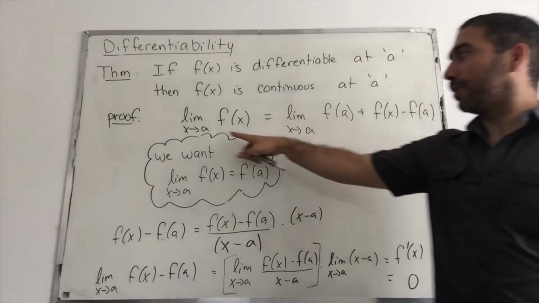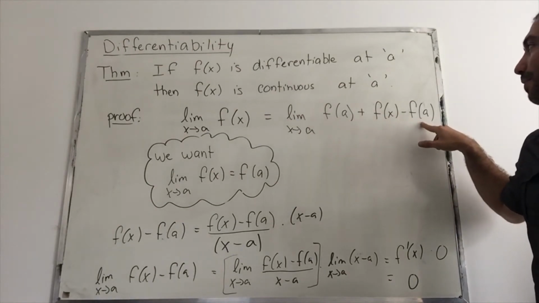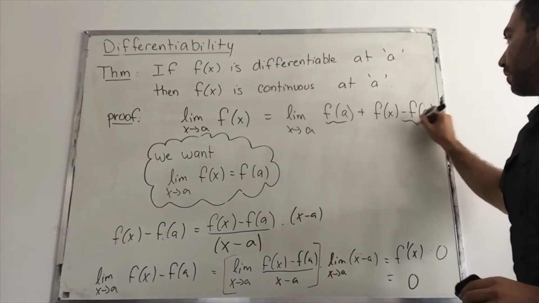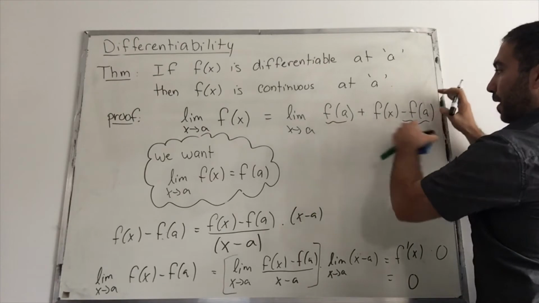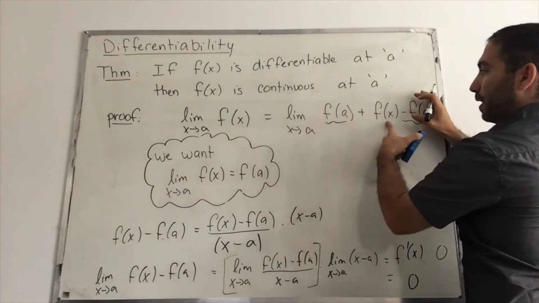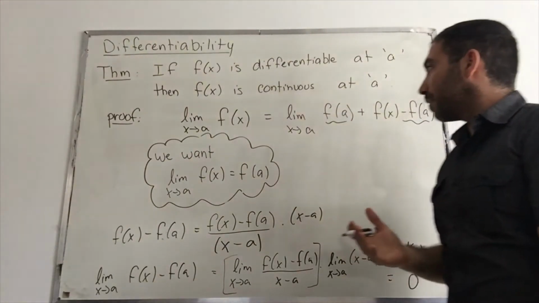What we did is we took this statement here, we added in an f of a, but at the same time we're subtracting an f of a. So if you remove this term here, the f of a and the negative f of a, because f of a minus f of a is 0, this is the same statement. So we have the limit as x approaches a of f of x, and we're just adding something and subtracting it. It's a fancy way of adding nothing.